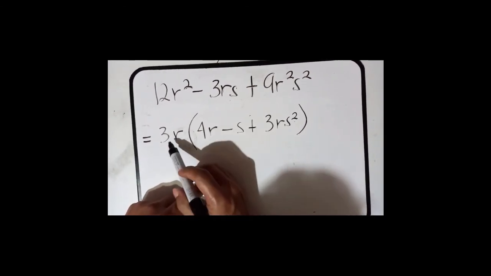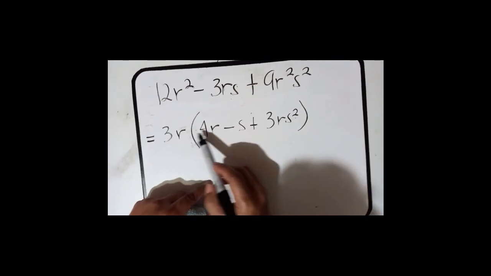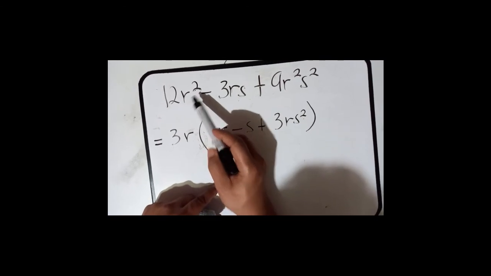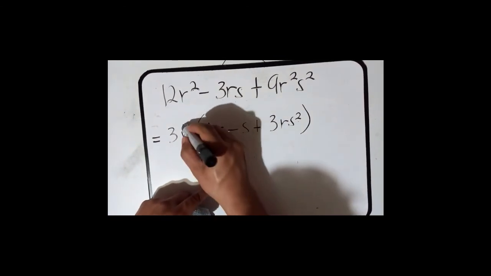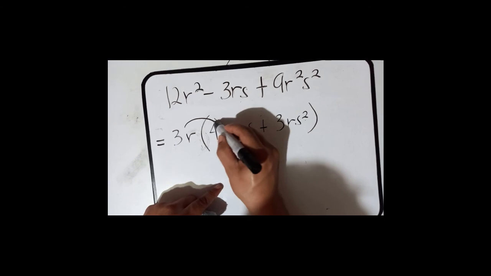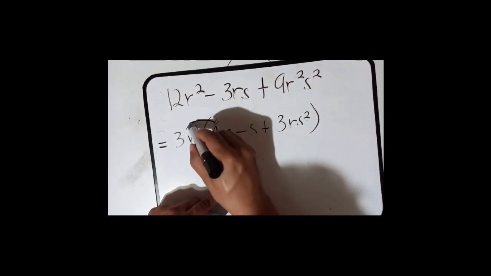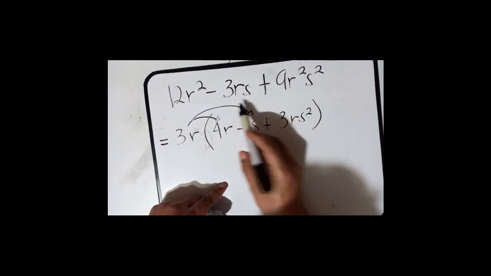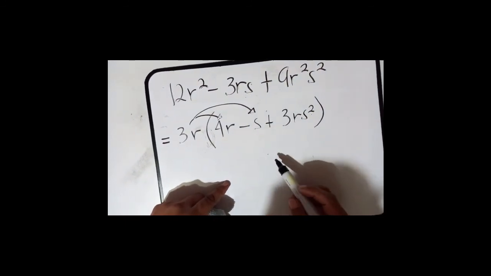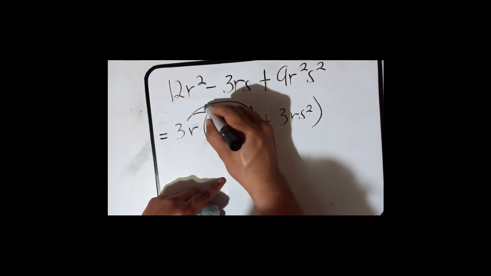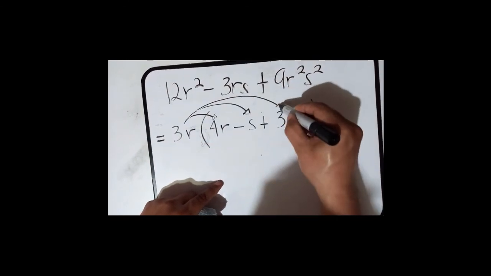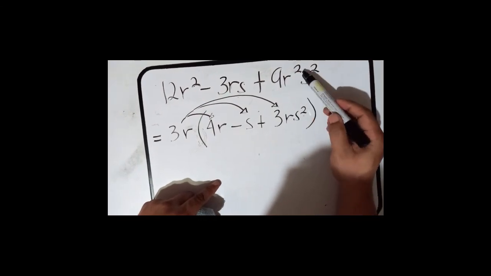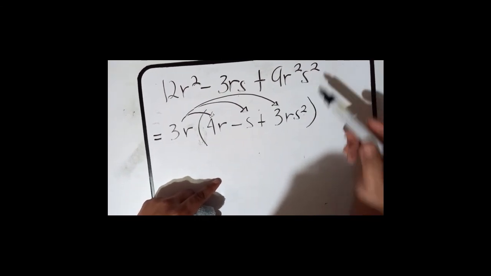Okay, so let's examine again. 3r times 4r, we get 12r squared. And then 3r times negative s will give us negative 3rs. And then 3r times 3r squared will give us 9r squared s squared.